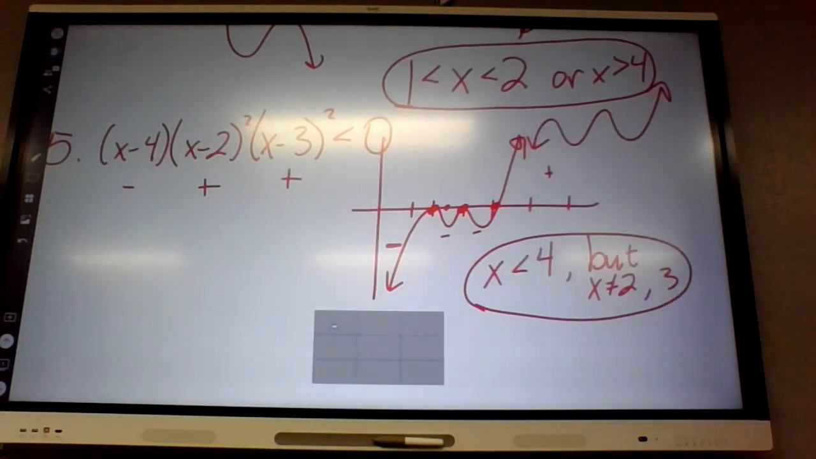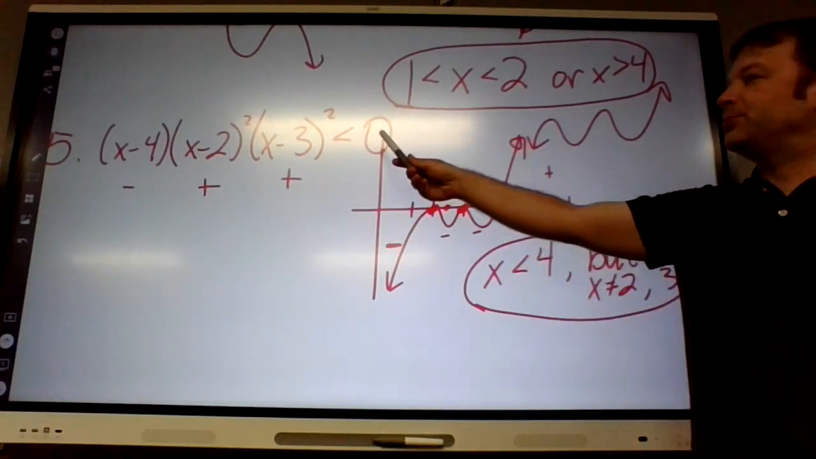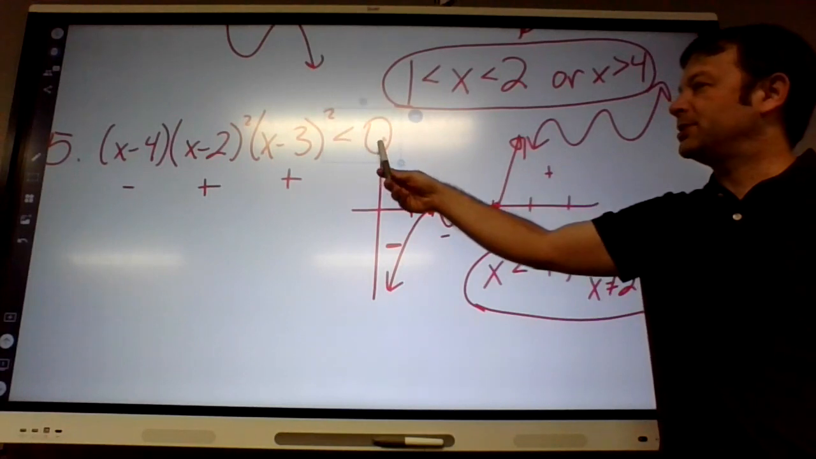But the line's also going up after the 4, so couldn't... Okay, the question is where is it less than 0?